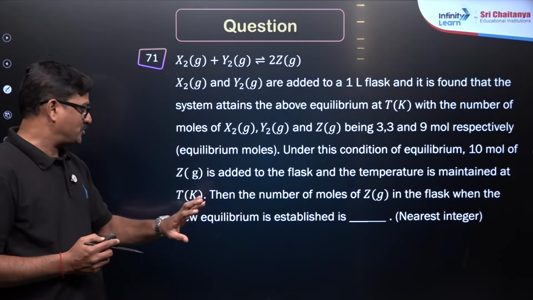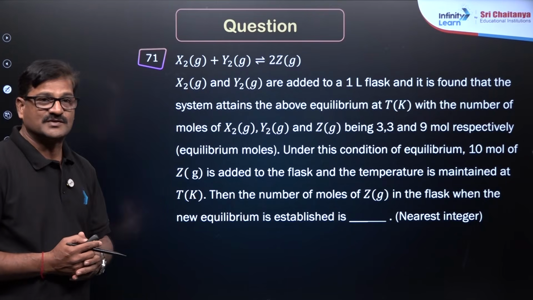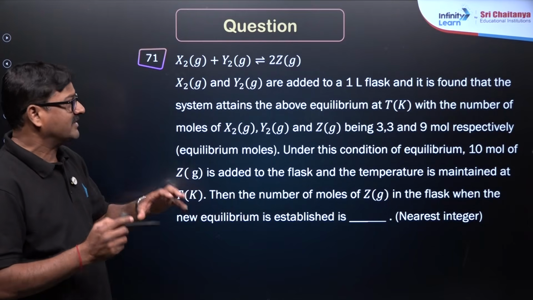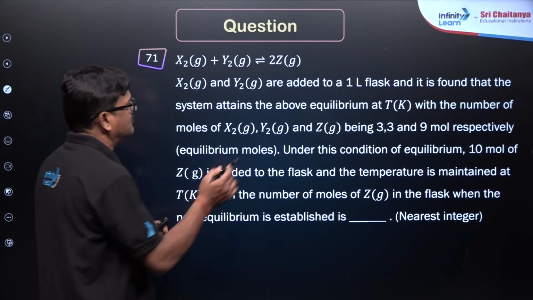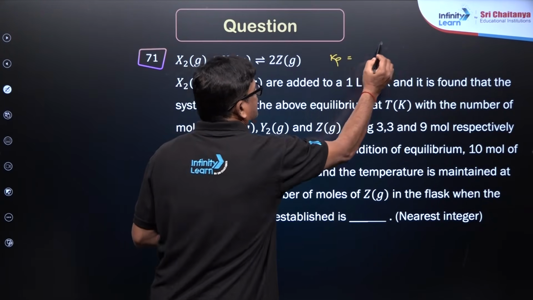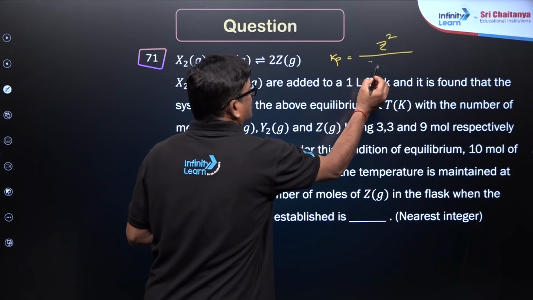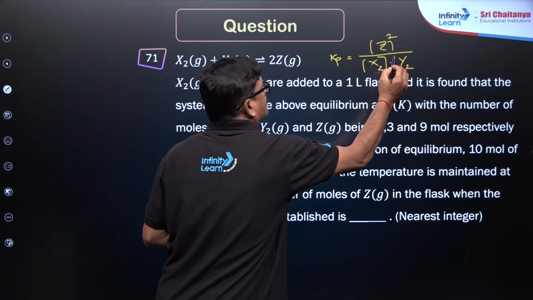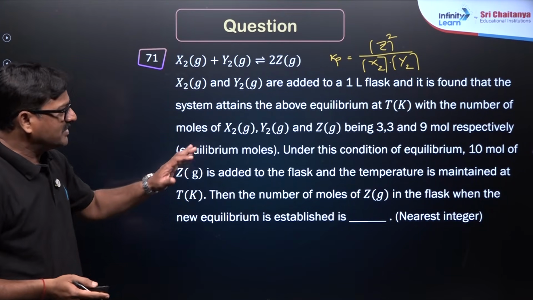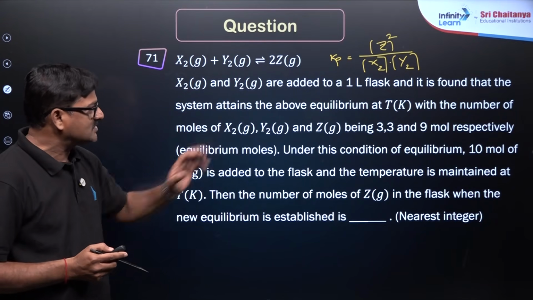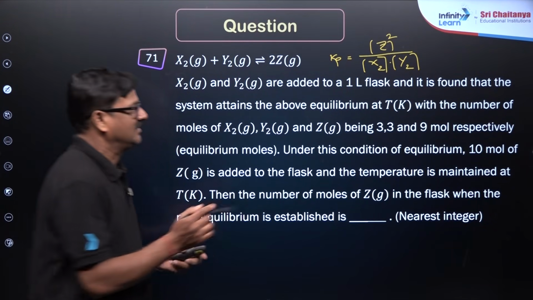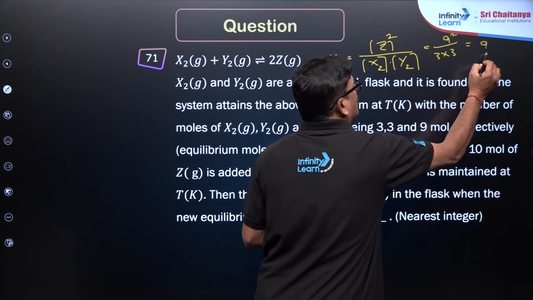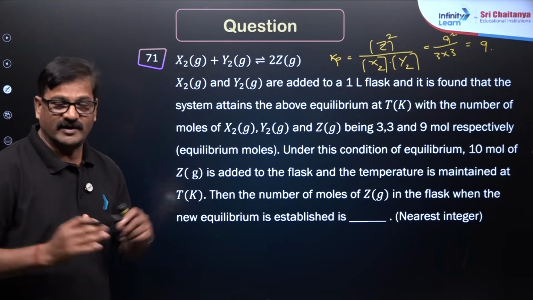Children, here is a numerical type question where you can see X2 plus Y2 gives rise to Z. X2 and Y2 are added to a 1 liter flask and found to attain equilibrium. So there is an equilibrium system. So K equilibrium is going to be Z square upon X2 and Y2. At a temperature T Kelvin, the number of moles of X2, Y2 and Z are 3, 3 and 9 moles respectively. I want to say 9 square upon 3 into 3 is going to be 9 only. So the equilibrium constant K, you got it.